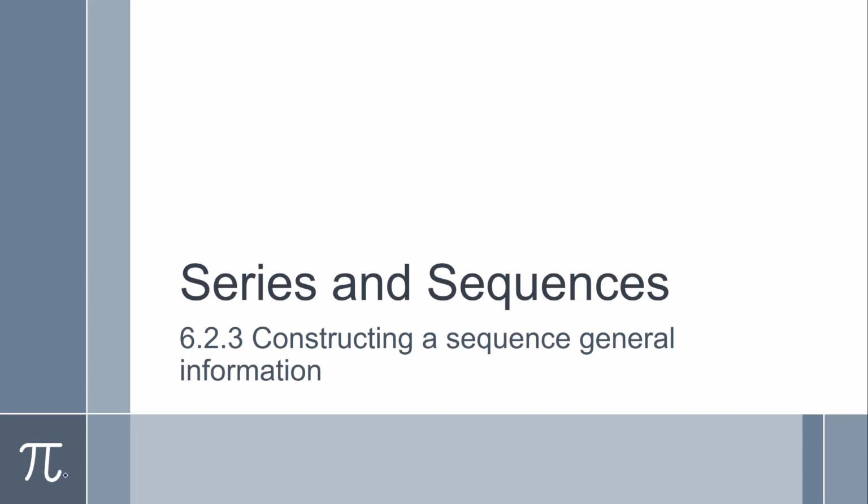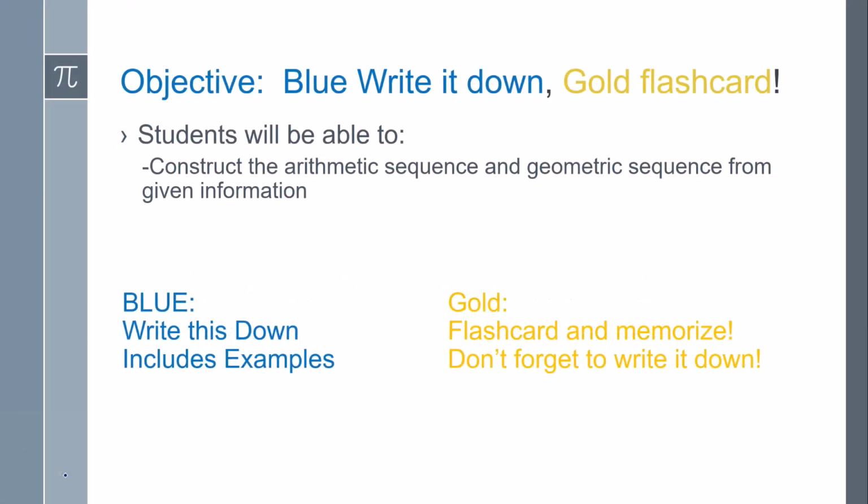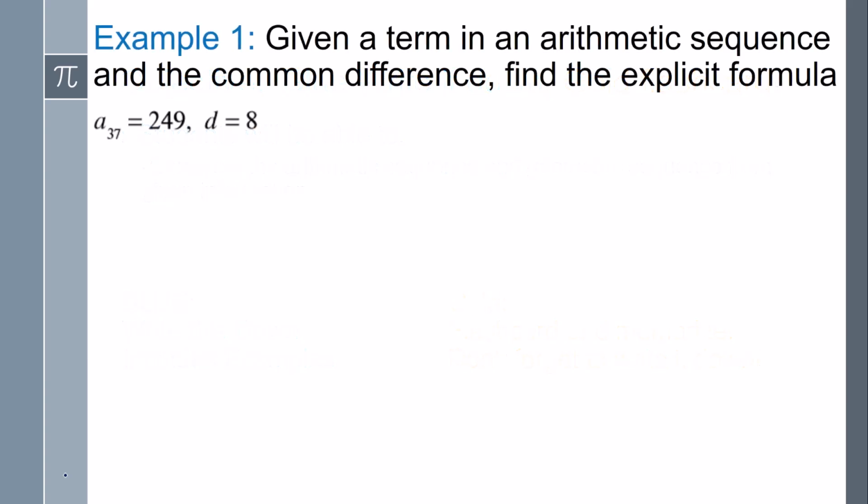This is section 6.2.3. We're going to construct a sequence using general information. So we have to think in terms of the arithmetic sequence, we have to think in terms of the geometric sequence, and then use that given information to construct our sequence. It says, given a term of an arithmetic sequence and the common difference, find the explicit formula.